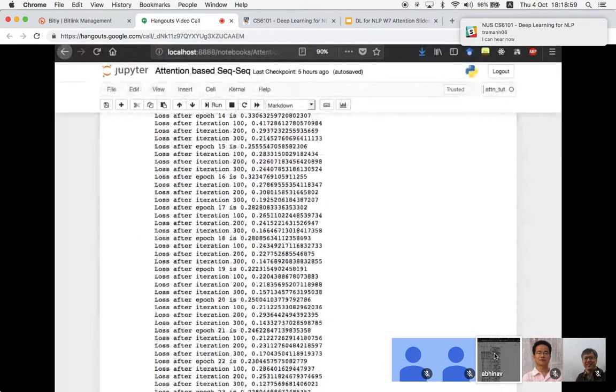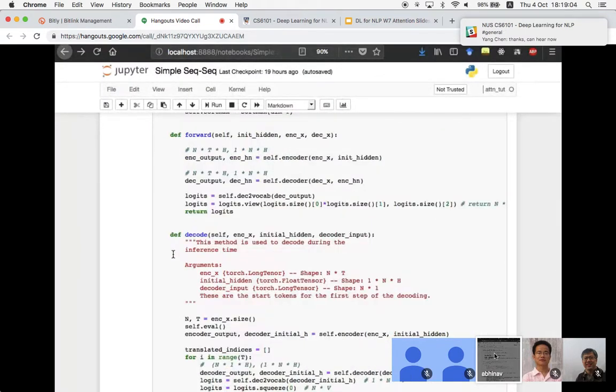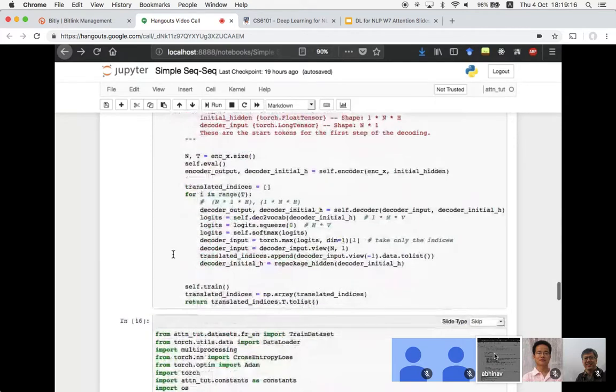Okay, great. So you define a forward function for training, and the decode function is used during inference time. Now you have the input sentence, and you want to generate the French sentence. That's what the decode function will do. It's again the same thing, except that you need to generate over the time steps. The word that you generate at one point in time will be given as an input at the next time step.